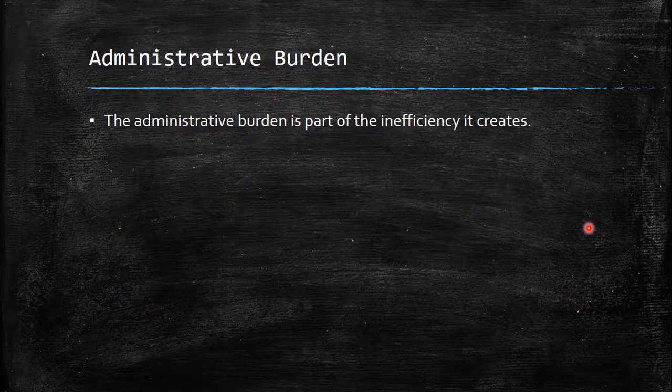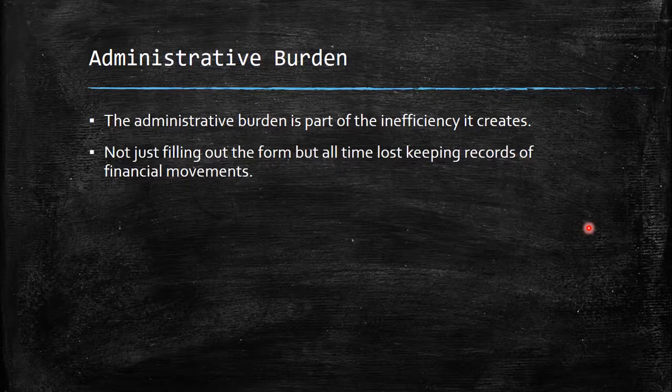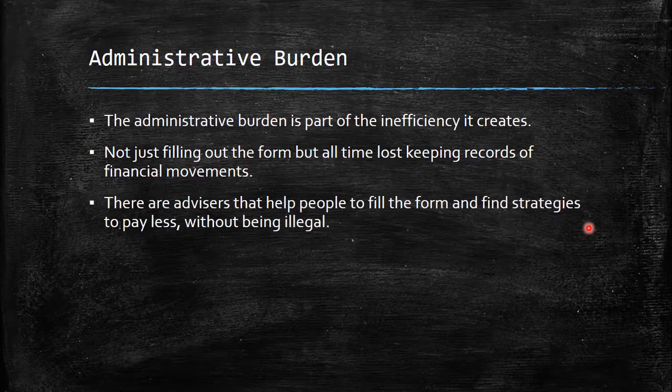Okay, so here we are going to talk about administrative burden. Remember, the administrative burden is part of the inefficiency that taxes create. It's not just filling out forms, but imagine all the time that you need to keep records of all your financial movements and your accounts. It's really hard, the time that you lose on these things. And because of that, a new kind of market has been created, because there are even advisors.